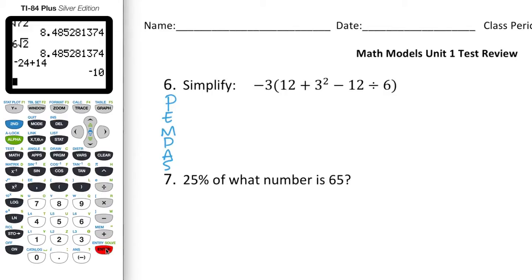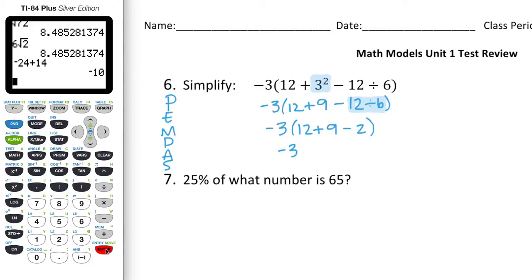So we're going to do what is inside the parentheses. Remember, once you go inside the parentheses, we have to go in the order of PEMDAS again. So we're going to have our exponents first. So negative 3 times 12 plus 3 squared is 9 minus 12 divided by 6. From there, we're going to do our next order of operations, which is 12 divided by 6. So we're going to have negative 3 times 12 plus 9 minus, and then 12 divided by 6 is 2.